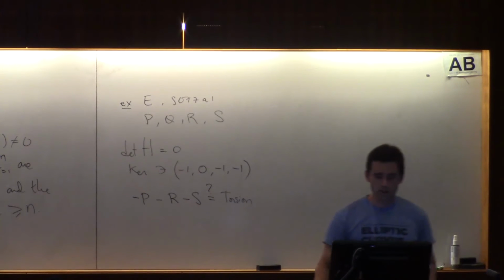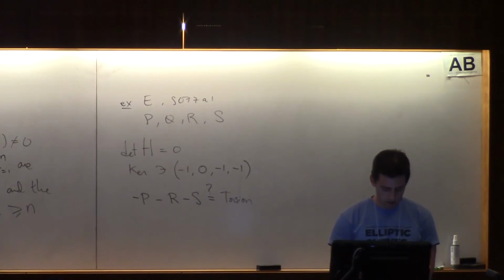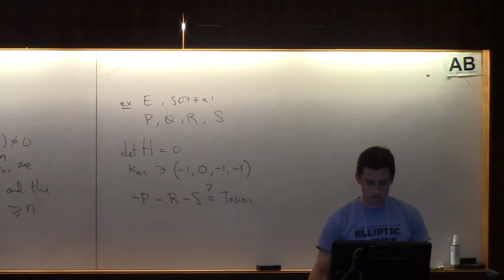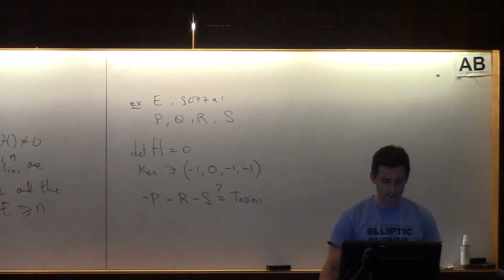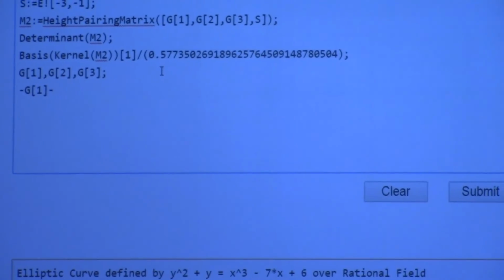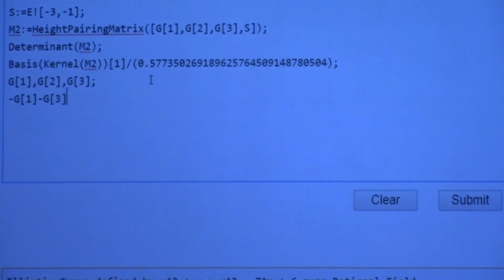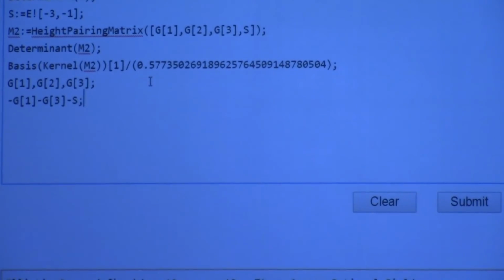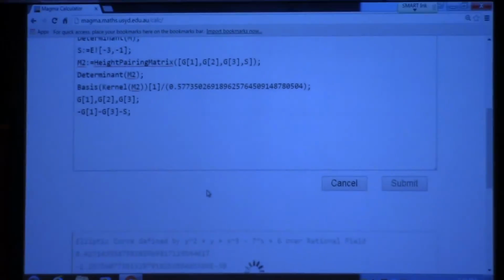So let's try to see, first of all, what is G1, G2, and G3. Those points, so it's a little bit different from what we said, but S is not one of those. And what it's saying is that minus G1, minus G3, and minus S, that is a torsion point. Is that?